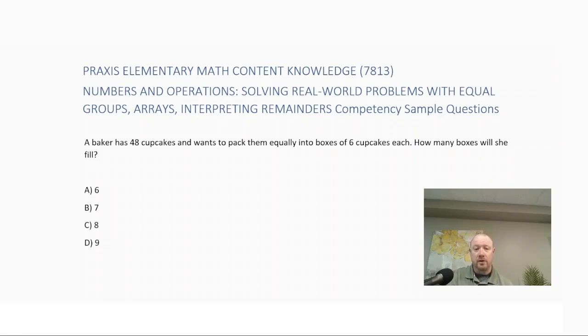All right, so this is another division, but we're going to see here that we're going to have equal boxes. So that means we're going to have a quotient with no remainder. So the operation here is we're going to divide the 48 by 6, and 48 divided by 6 is 8 with no remainder. So there are 8 equal boxes to fill. So the correct answer here is C.